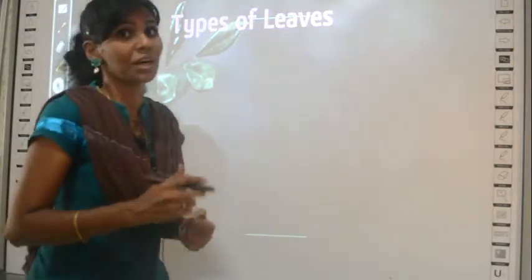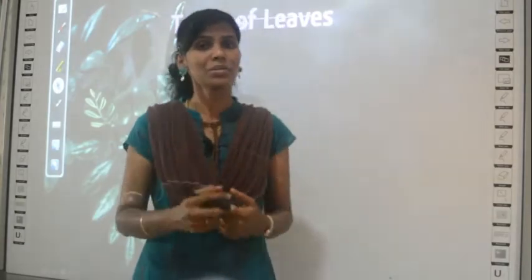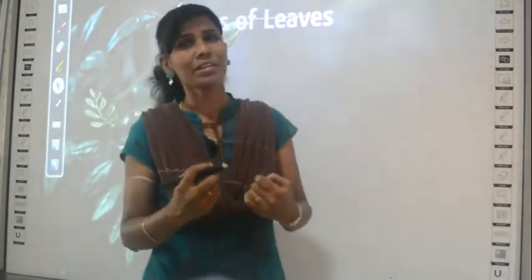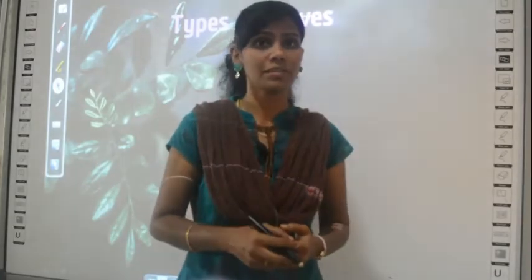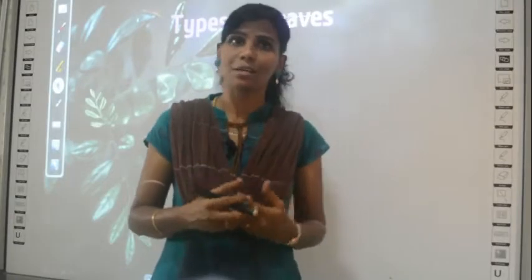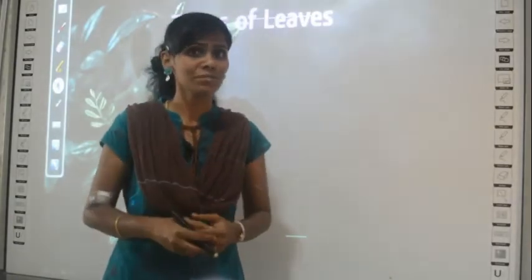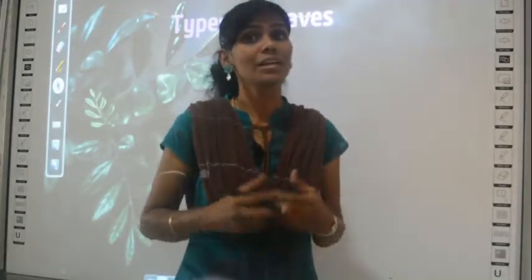So first, let's learn about the types of leaves. In your day-to-day life, you see different types of leaves, right? What are those different types of leaves? It means each leaf varies in its shape, right? Are all the leaves of the same shape and size? No, right? They are all of different shapes.